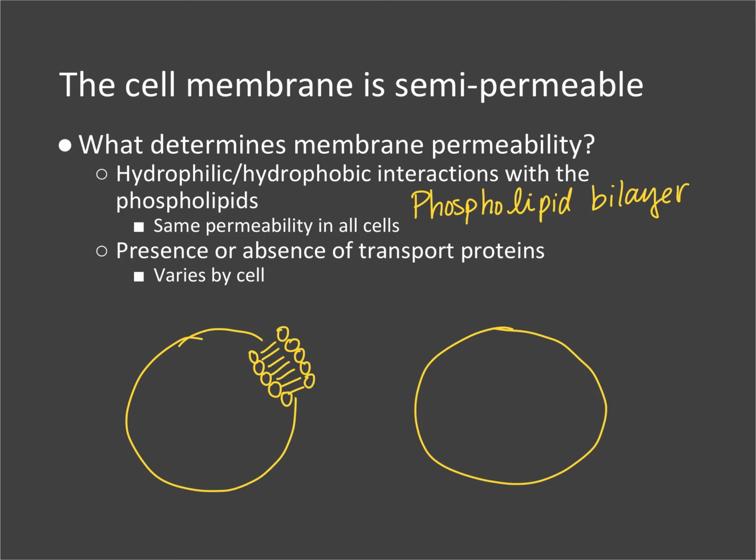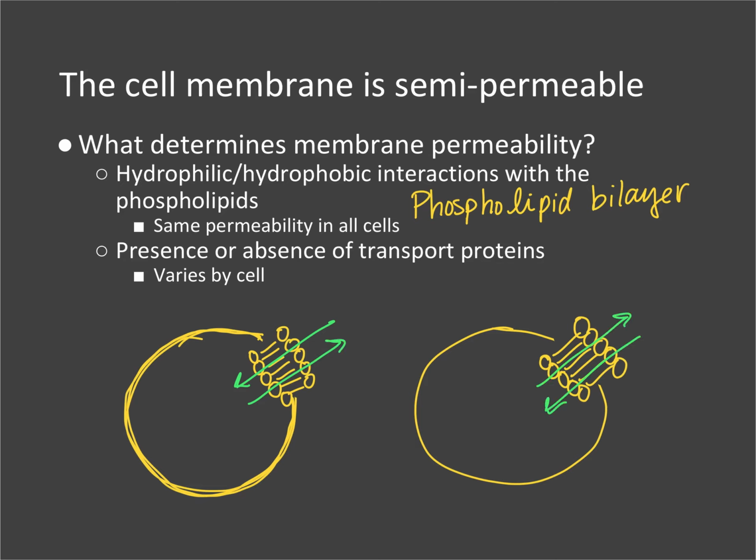Remember, this would go all the way around. I'm just being lazy by drawing just a line for the rest of the cell membrane. But this phospholipid bilayer is the same regardless of the type of cell. Whether it's an intestinal cell or a skin cell, all cells have this phospholipid bilayer. So certain things that can cross the phospholipid bilayer are going to be able to cross those phospholipids regardless of which type of cell it is.